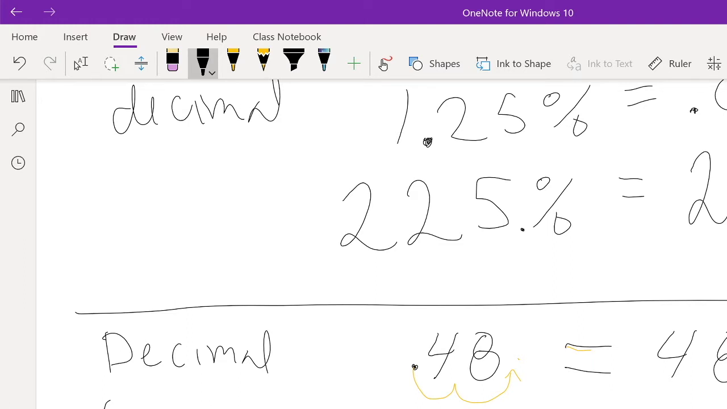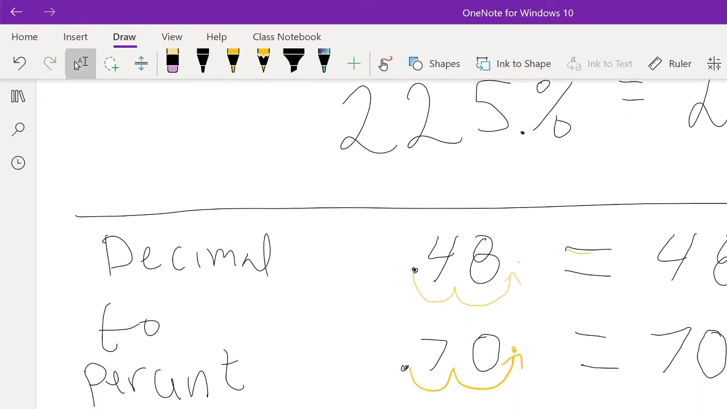And let's say that we had a number that is greater than 1. So let's say we had 1.38. This is the decimal form, a number greater than 1, but it's still in decimal form. And again, the rule is the same. What do we do from here? 2 decimal places to the right. So now this becomes 138%.